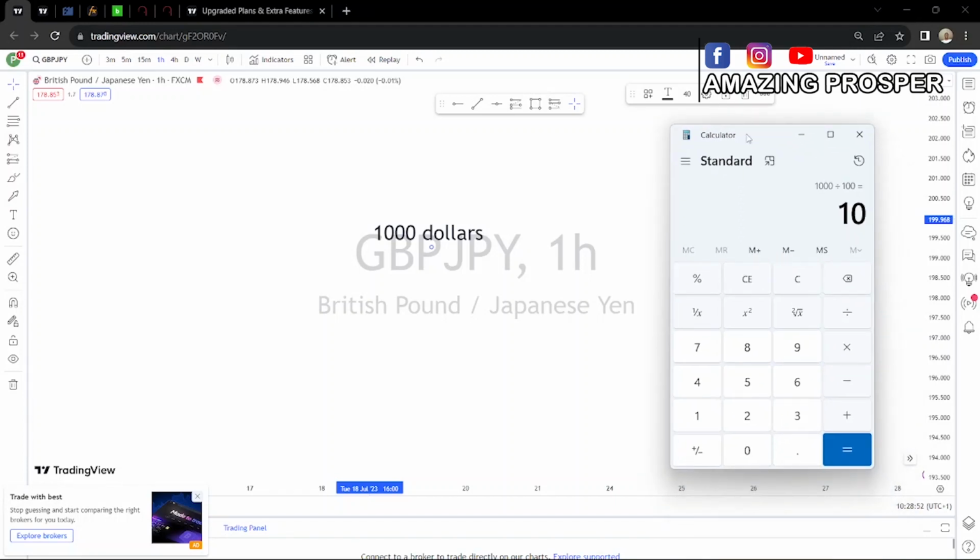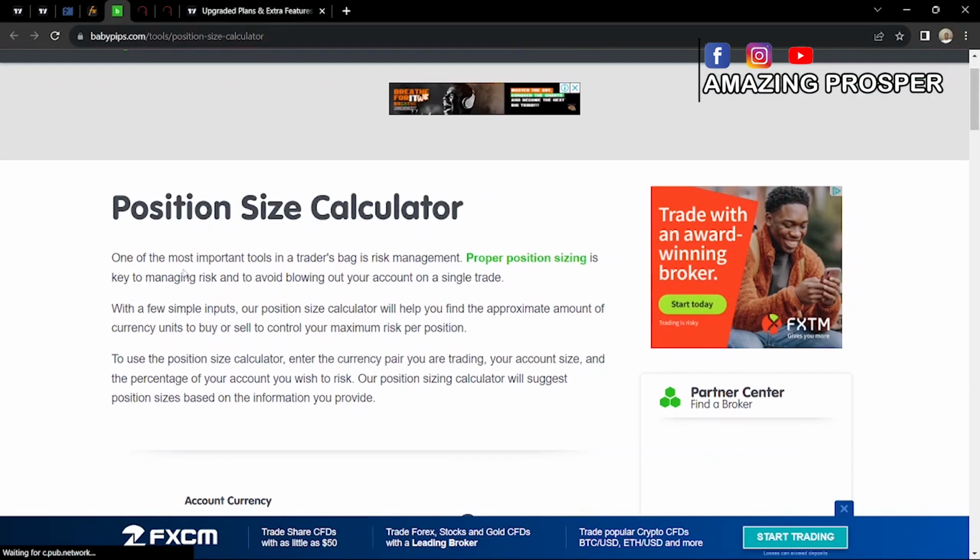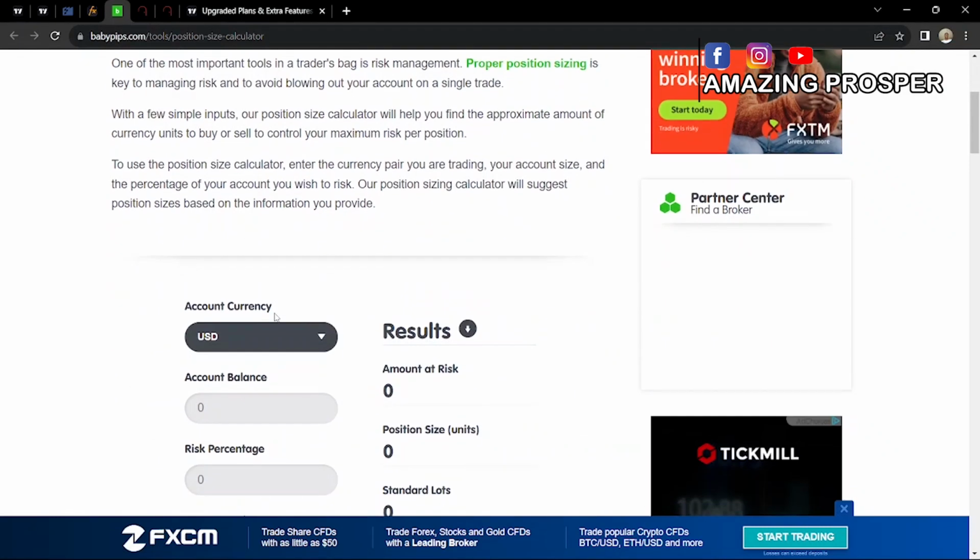So how do I work out the pips and the lot size to use? This is where the next site which I use comes in. The site that I use to calculate my position size is babypips.com. When you go to babypips.com, or just search position size calculator, it will show up. Just click it, it will take you here.